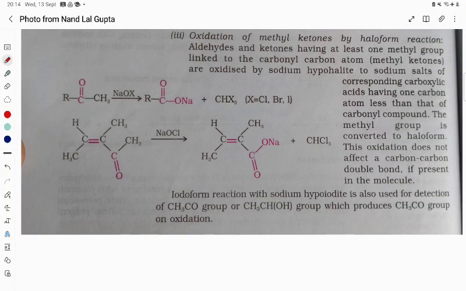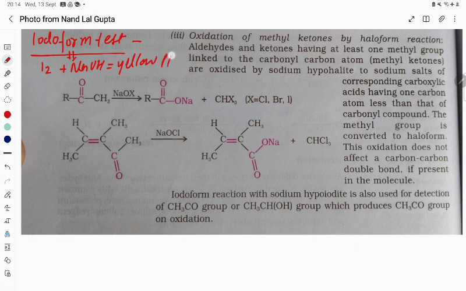Hello student, let's try to understand a problem student, that is the iodoform test. This is the reaction: if you are treating with I2 and NaOH, it gives a yellow precipitate. Yellow precipitate with what, student? It is going to give it with aldehydes and ketones.